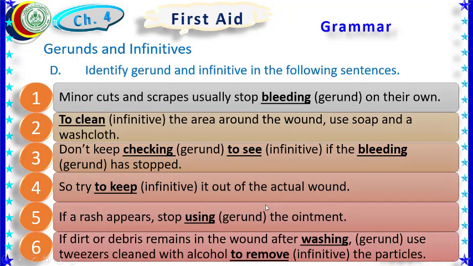After that, in the next exercise, gerund and infinitive: identify the gerund and infinitive. Dear students, bleeding is a gerund. It is mentioned here. To clean, infinitive. Checking, gerund. To see, infinitive. Bleeding, gerund. To keep, infinitive. Using, gerund. Washing, gerund. To remove, infinitive.